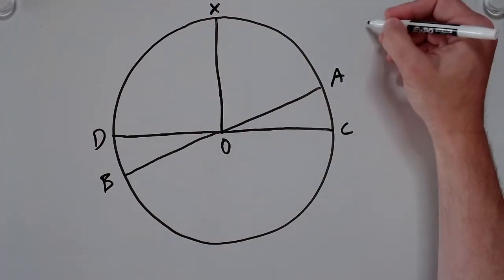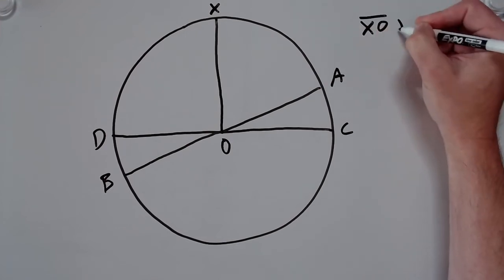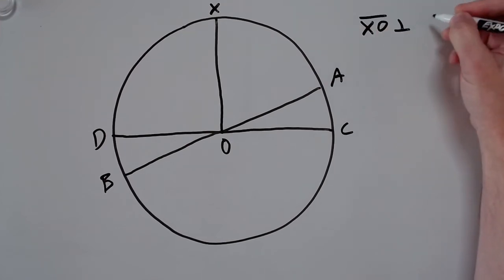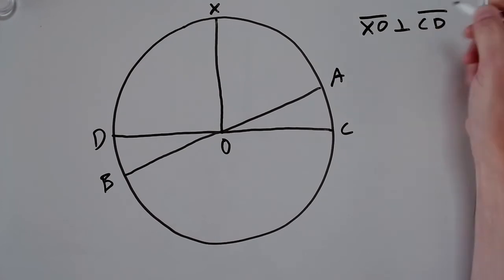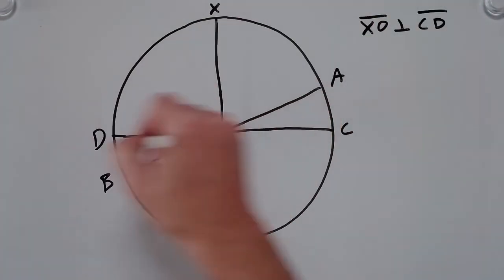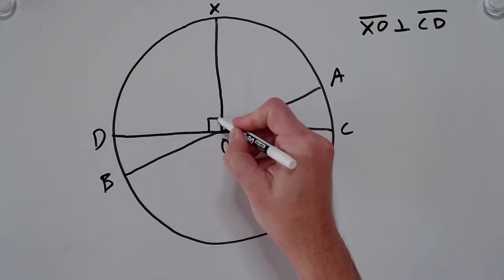And I'm going to make a little statement over here. We're going to say that XO is perpendicular to CD. So XO is perpendicular to this diameter. So we're just going to put the little thing in here so we remember.